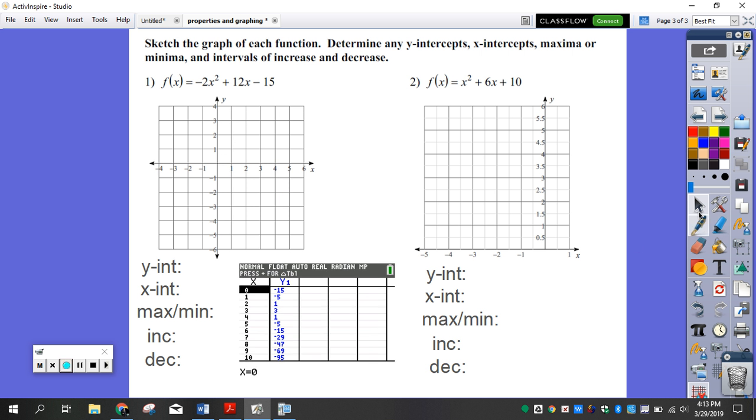So I'm going to plot those points. I have 0, negative 15, won't fit on my graph, so I'm not going to stress about plotting that one. 1, negative 5, 2, 1, 3, 3, and then that looks like it's my vertex because I go back down to 4, 1, and then 5, negative 5.